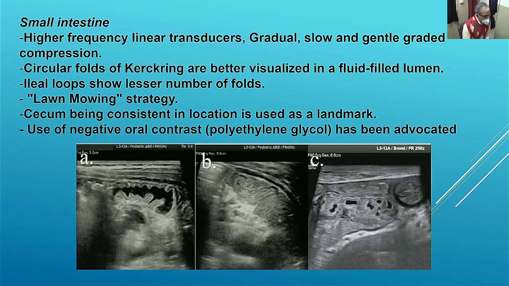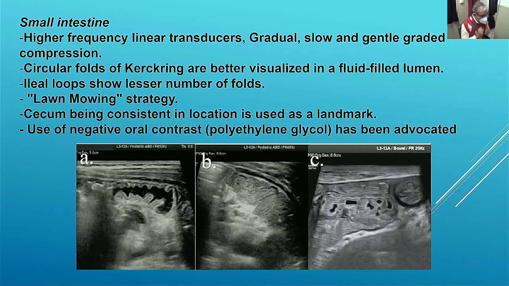In visualization, we can use high frequency linear transducers with gradual, slow and gentle compression. The folds of Kerckring are better seen in a fluid filled lumen. As you see here, these are jejunal loops having good folds, which are visualized whenever there is fluid inside. A long strategy has been described for scanning the abdomen, but you can have your own technique.